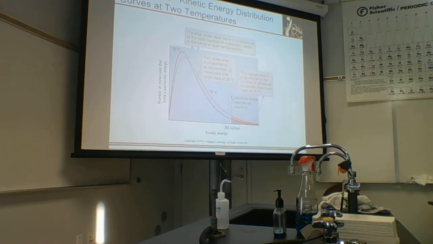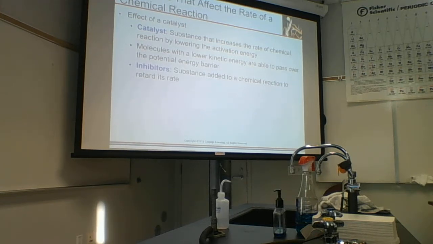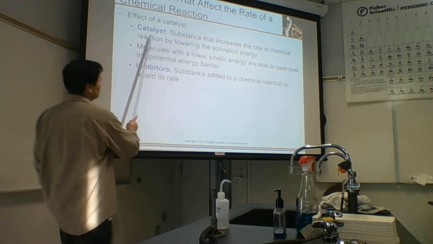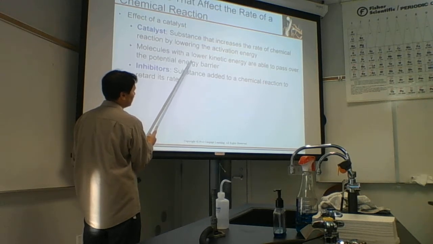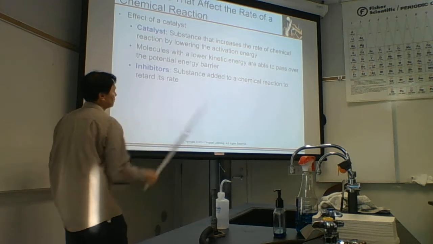Is there a way to change bond strength? Is there a way to make the bond weaker? One way to help weaken the bond is by using a catalyst. You know, catalysts, what they do is they lower the activation energy by making it easier to break the bonds. And so catalysts lower the activation energy.